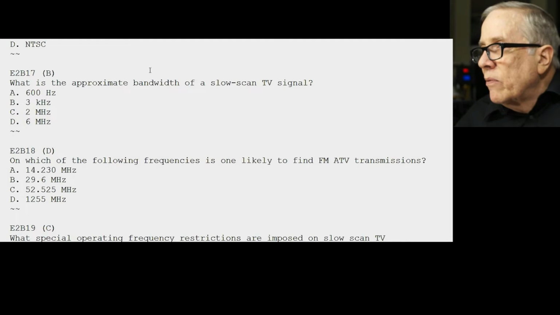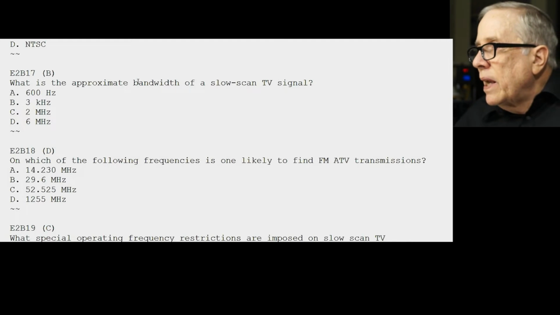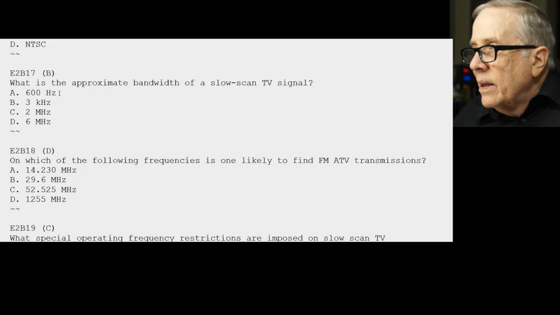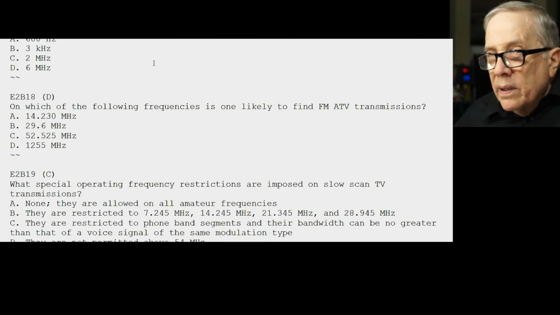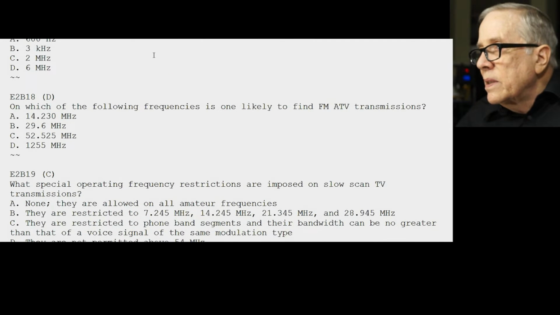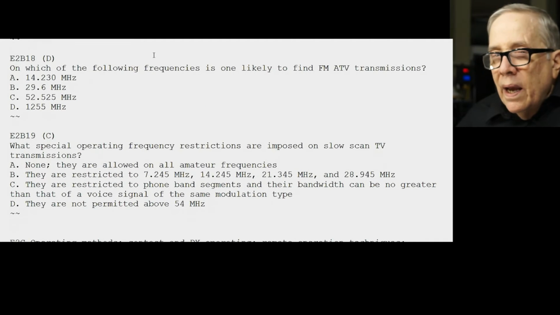E2B18. On which of the following frequencies is one likely to find FM amateur television transmissions? And this again is ATV, and the clue on this one is which of the following frequencies is one likely to find FM, not single sideband? So the answer is D, 1255 megahertz.